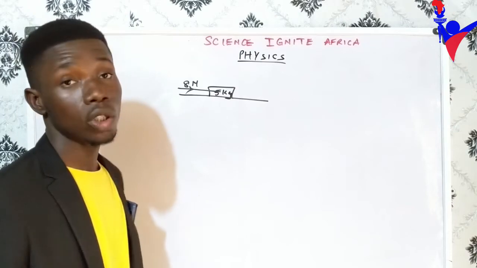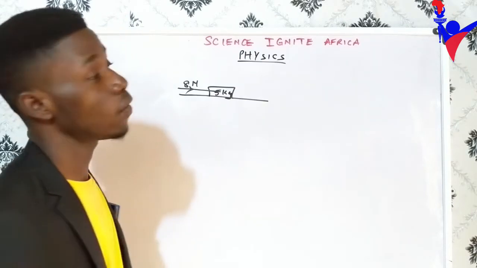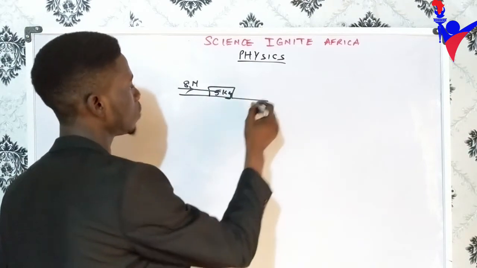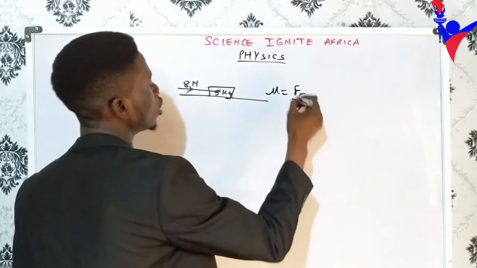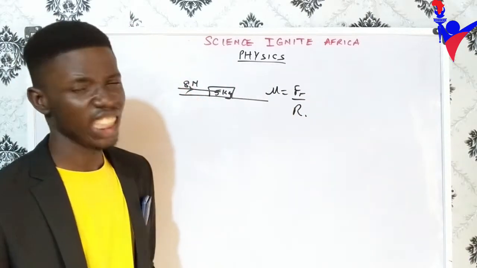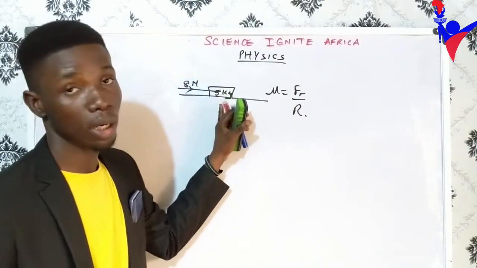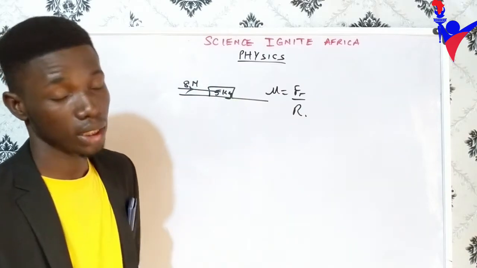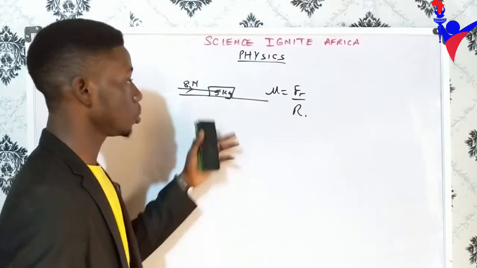So our mu equals to what? Our Fr equals to mu R. So mu equals to Fr over normal reaction. So this is very simple. Now, but this 8 Newton that was given here is not the frictional force. But we need the frictional force, of course. We can know the normal reaction already. That's mg, that's 5 times 10, that's 50. But let me now tell you why 8 Newton will be our frictional force.